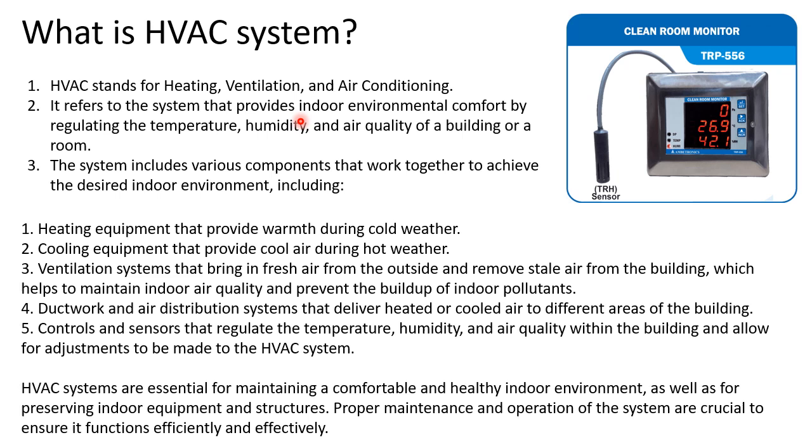It regulates temperature, humidity and air quality of a building or a room. The system includes various components which work together. So the first is heating equipment to provide warmth during cold weather. It also has cooling equipment which provides cool air during hot weather. It has a ventilation system that brings in fresh air from the outside and removes stale air from the building, which helps to maintain the indoor air quality and prevent buildup of indoor pollutants.